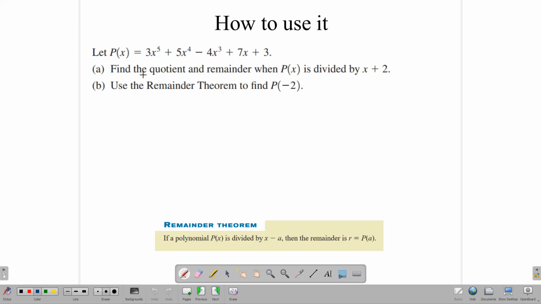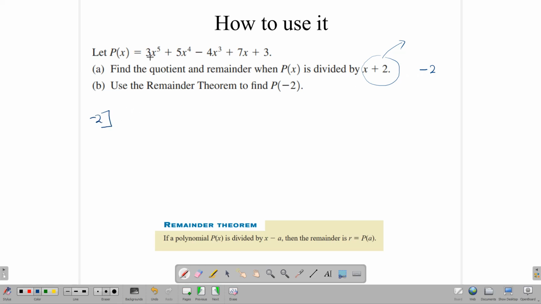And what we want to do is to find the quotient and remainder when p of x is divided by x plus 2. And then use the remainder theorem to find p of negative 2. Now notice, since we're dividing by x plus 2, we're not going to use long division here. We're going to use the synthetic division method. And since we're dividing by x plus 2, we're simply going to use negative 2 in our division. So let's set it up.